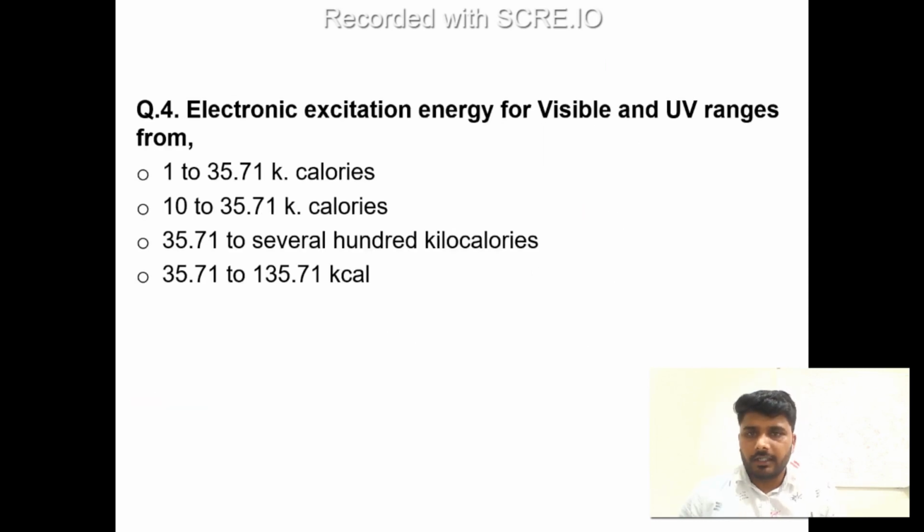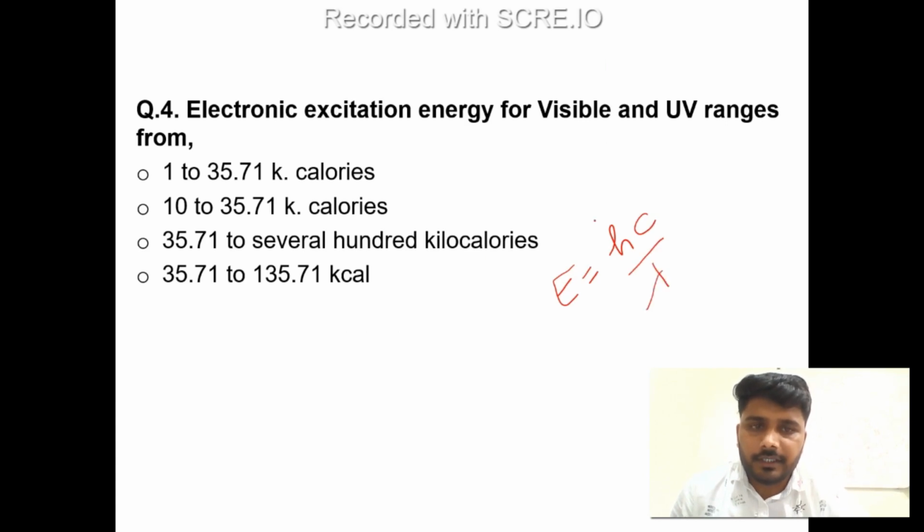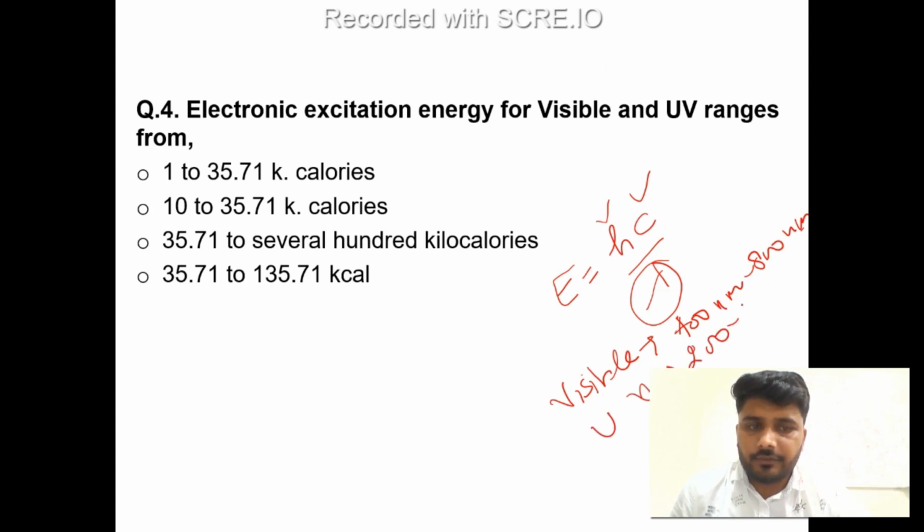Okay. Yes, the electronic excitation energy for visible and UV ranges lies from, these are the ranges given in kilocalories. First is 1 to 35.71 kilocalories. So you have to calculate the energy. You can use this simple formula, and these two values are already known to you. For the visible range, it is 400 nanometer to 800 nanometer, and UV is 200 to 400 nanometer.